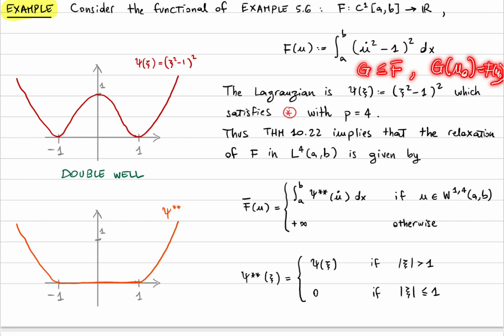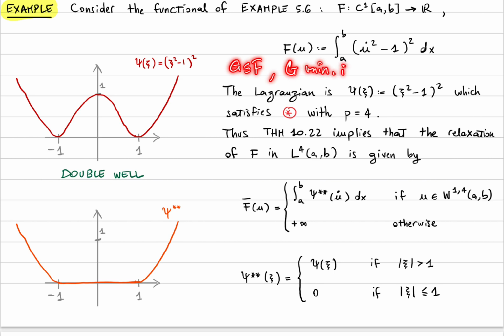No, none of that, sorry. g had to satisfy this assumption: g less or equal than f, and that g was minimized in u0, and that f of u0 was equal to g of u0. And so that time f was given by this function, and g was given basically by this function here. So this was g of u.